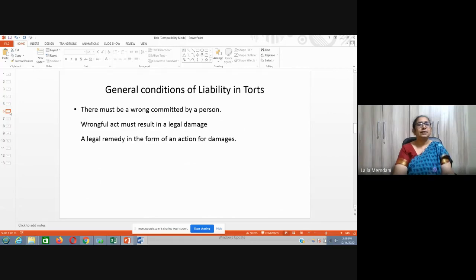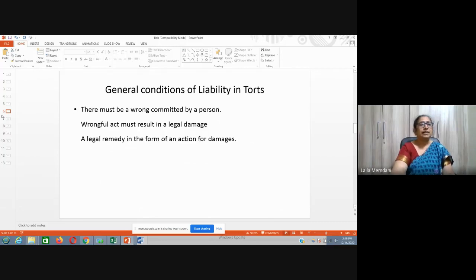There are certain general conditions for liability in torts. There must be a wrong committed by the person, like he's driving the car without a valid license. So, this is the wrong committed by a person. Then the wrongful act must result in legal damage, like he is driving a car without a valid license, and he's causing a legal damage, that is he's going and hitting someone. And a legal remedy in the form of action or damages.